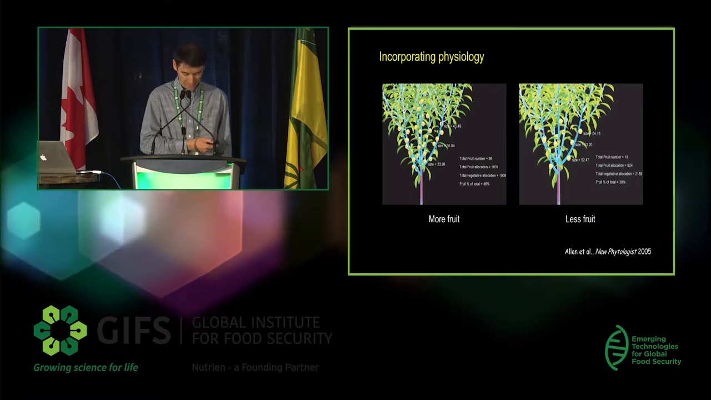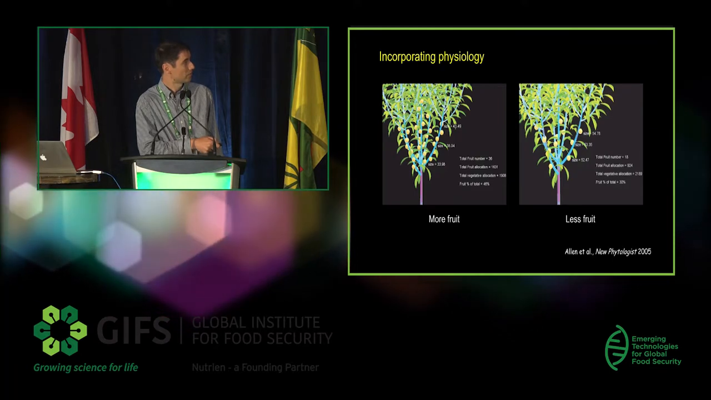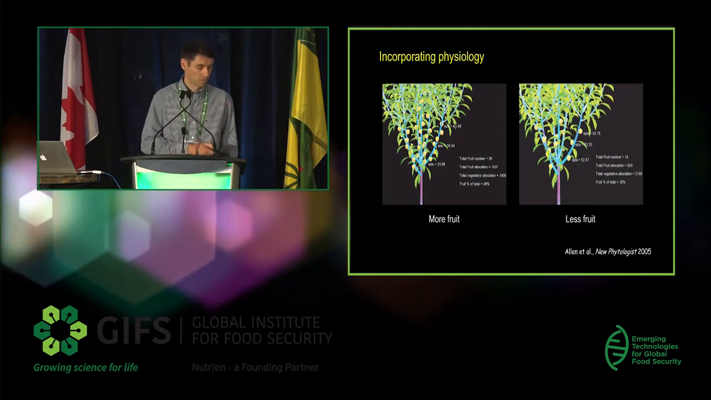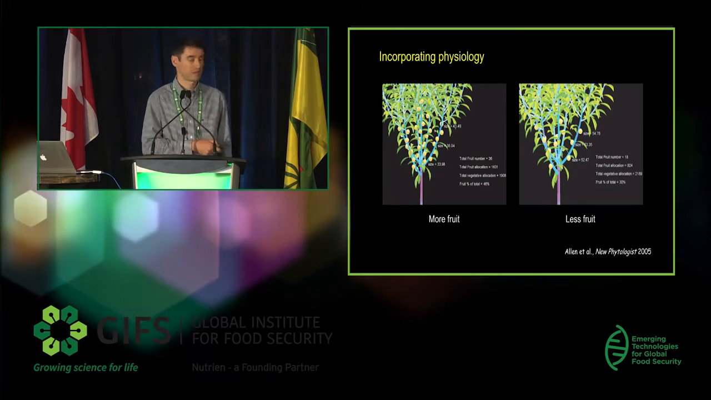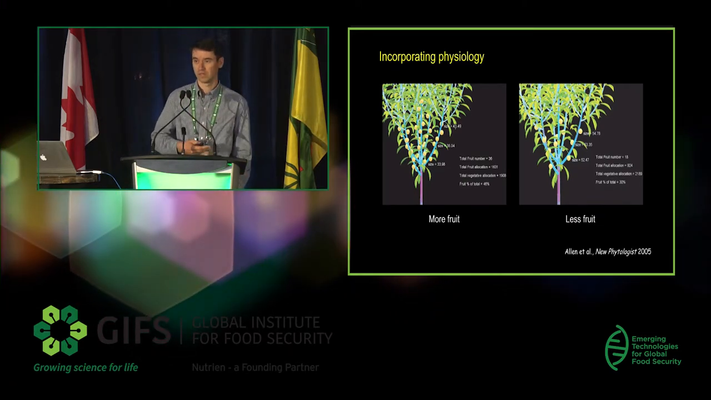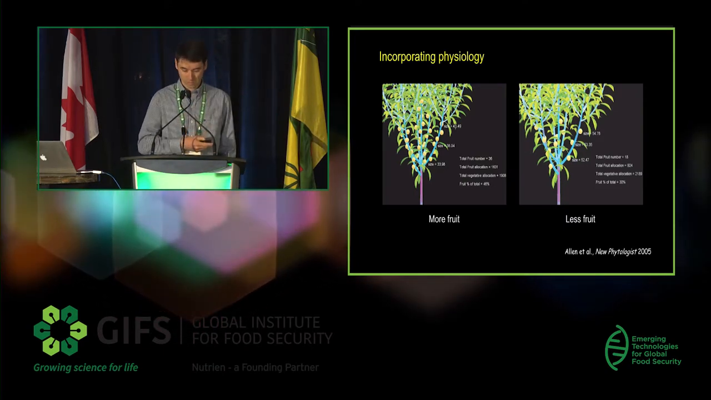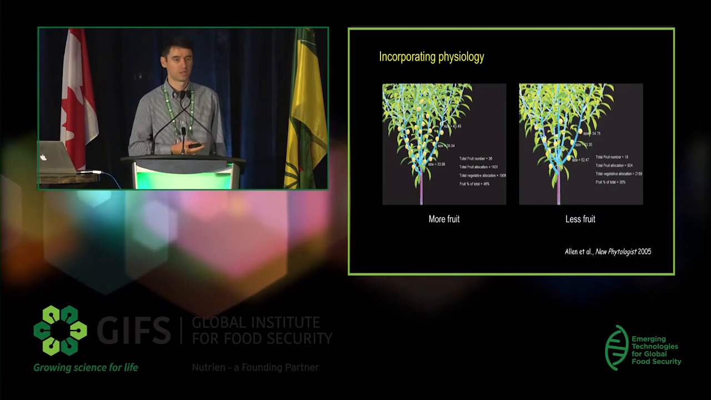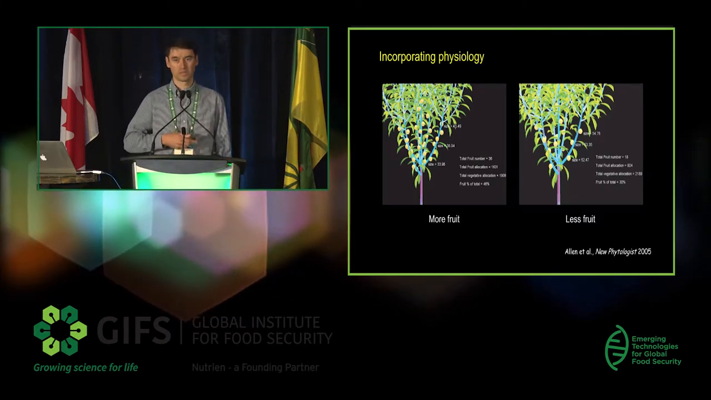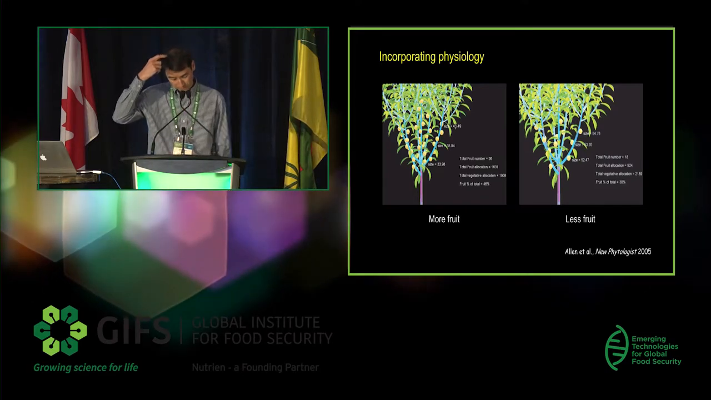So if we leave a large number of fruit on the tree, then we get many fruit, about 36 fruits, and they're all pretty small. Whereas if we use fruit thinning strategies, there will be fewer fruit, but they'll actually be bigger in terms of grams of carbon. This model was the basis for many other architectural models, including an almond tree model, an apple tree model, and even a kiwi fruit vine model.